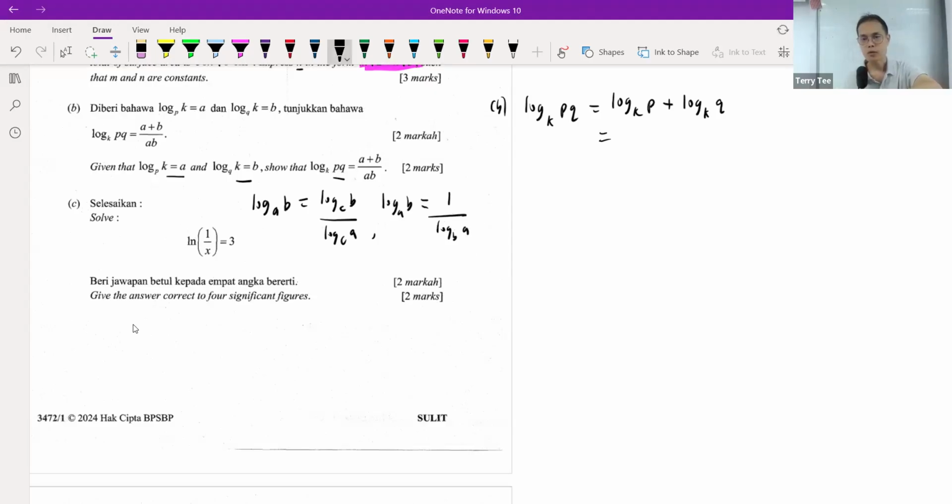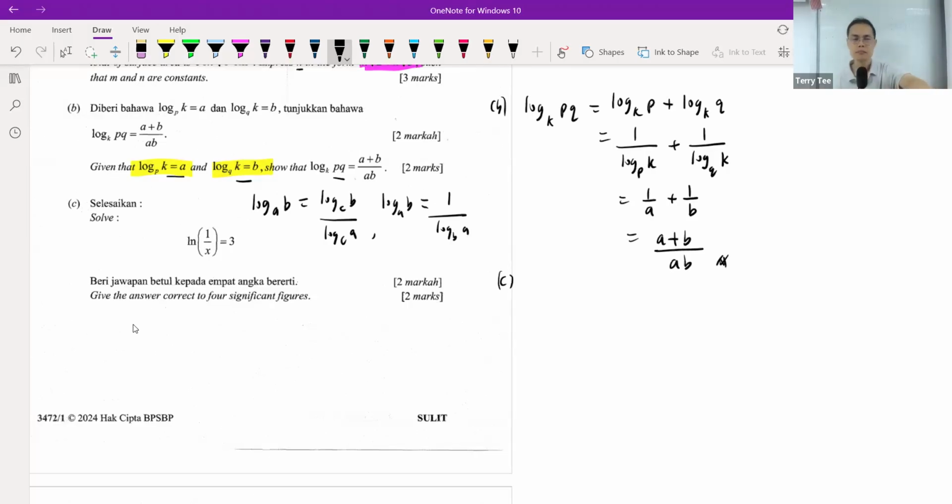So that's what I'm going to do. I change this to 1 over log base p of k, and this one to 1 over log base q of k, because I'm given these two pieces of information and I want to use them. So log base k of p is 1 over a, and this is 1 over b. We're supposed to combine them, since the answer is given like this. Cross multiply: b plus a is the same as a plus b, so it's a plus b over ab.